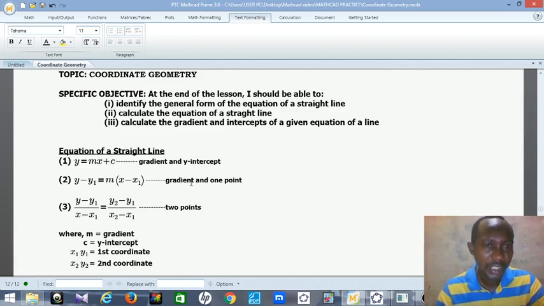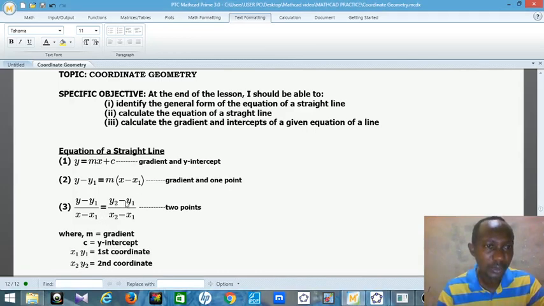Then if the gradient and a point is given, you can use this equation. When you know the gradient of the straight line and you have a point x1, y1 at the coordinate of the point, you can use the second equation. Or if the gradient is not given and the y-intercept is not given, you can use 2 points. Then 2 points will be given on the straight line. So you can see the first coordinate x1 and y1, then the second coordinate x2 and y2. These are the first coordinate, and x2, y2 are the second coordinate.